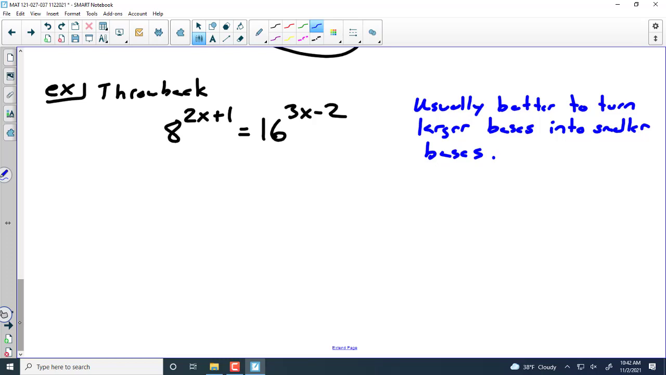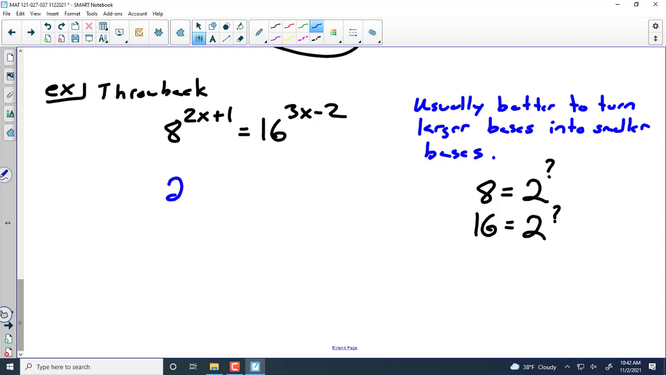And the question is, can you rewrite 8 and 16 as the same base to two different numbers? Yeah. What base would that be? 2. 2 works, yes. So what happens is we say, how do we write 8 as 2 to a power? And how do we write 16 as 2 to a power? Well, how do you write 8 as 2 to a power?